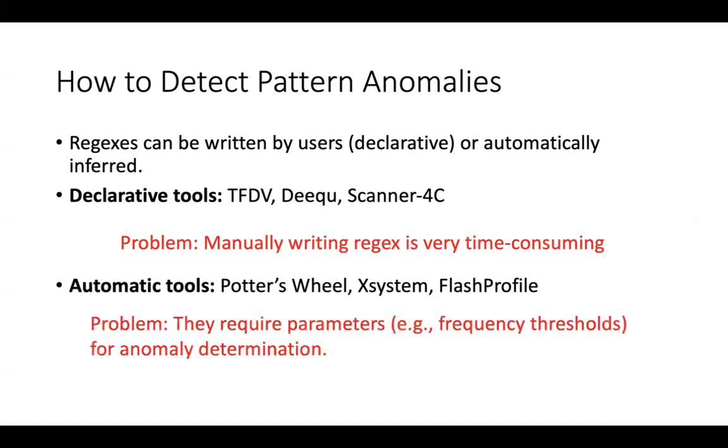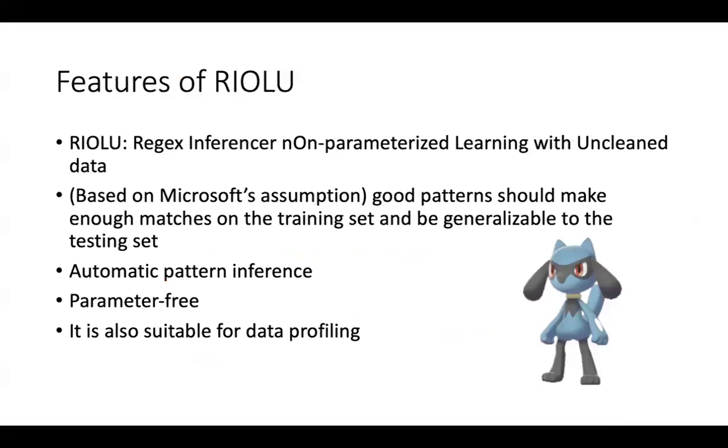Although they are really great, fast, and efficient in detecting patterns, they sometimes require parameters such as a frequency threshold or branch number. That is, how many regular expressions are you expecting? This is not so good for anomaly determination when you do not have adequate knowledge about your data. Let's say you are a newcomer to a company and you do not understand the data at all. How can you use them? How can you design the frequency threshold? These are the problems that Riolu is going to solve.